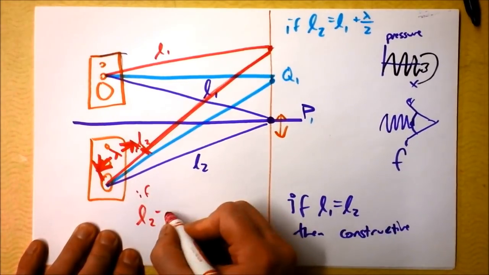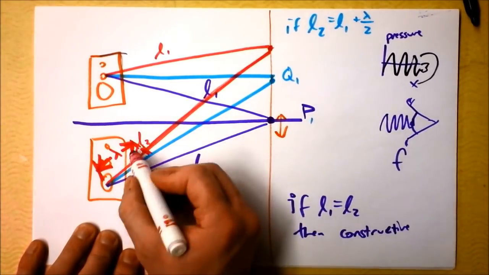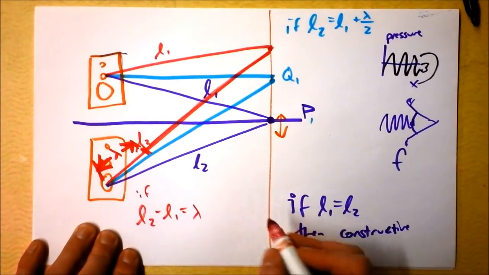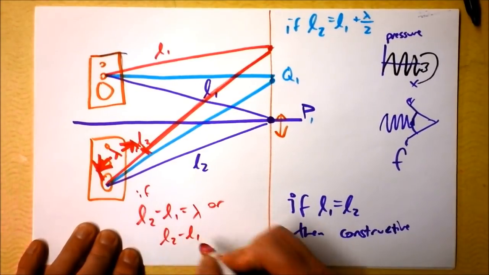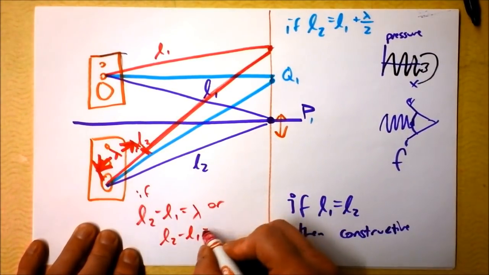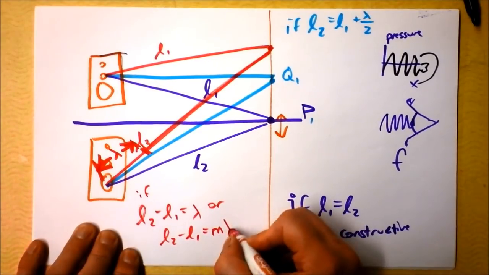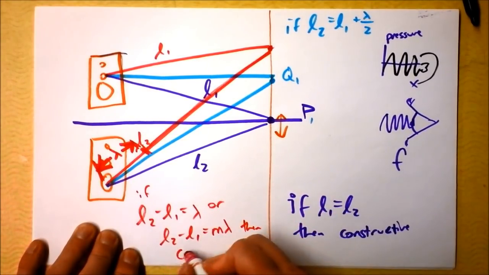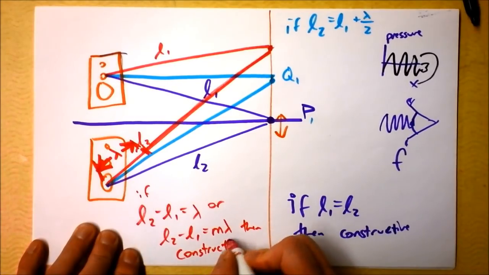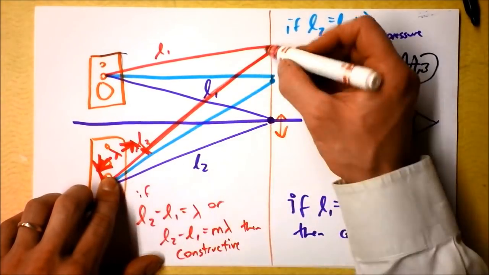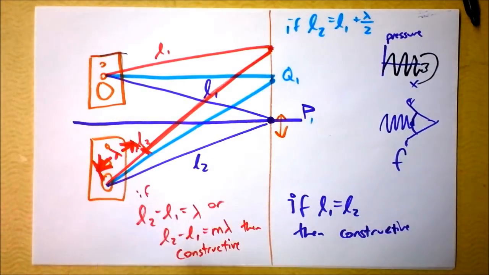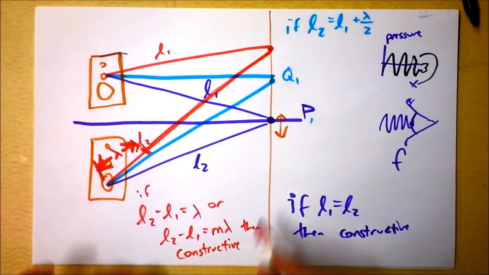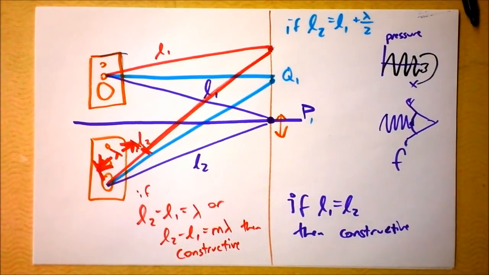If L2 minus L1, the difference in path length, is equal to a wavelength, or, you see, it's not just one wavelength, it could be three or four or any integer number of wavelengths, then constructive interference. That would be a crest from this speaker hitting this location at the same time as a crest from this speaker hits that location. Because if they're in phase and they're monochromatic, then we're going to get constructive interference. I don't care whether you're talking about ocean waves or light or sound, it's all going to be the same.